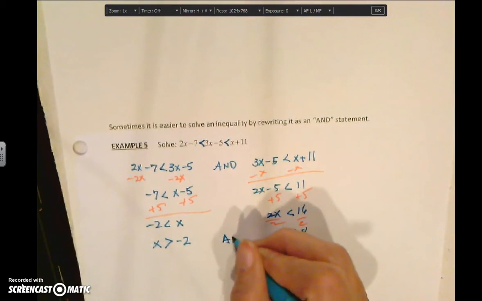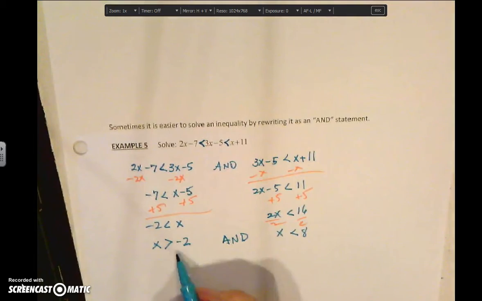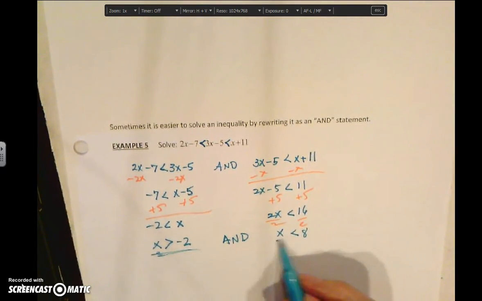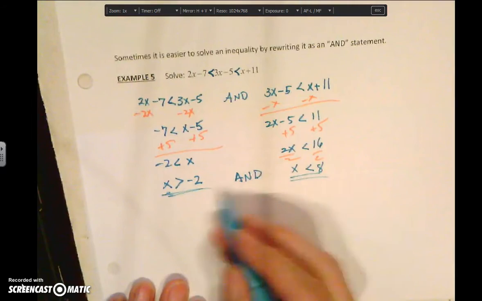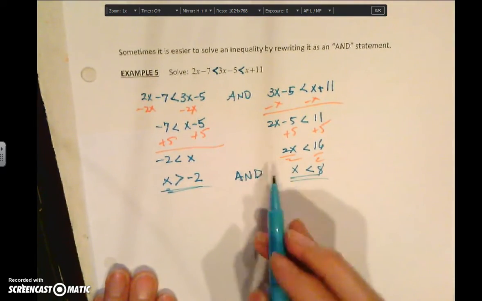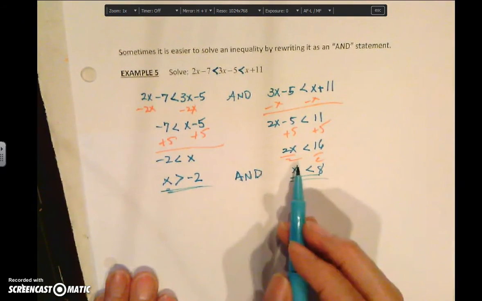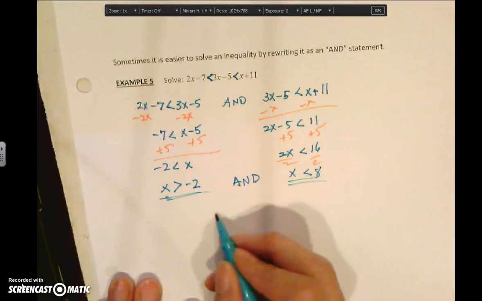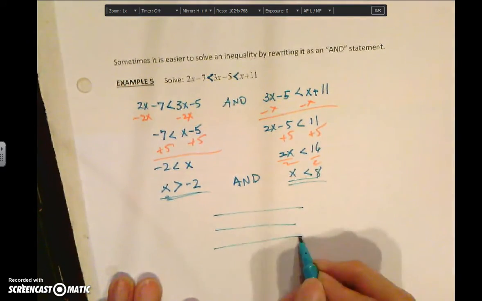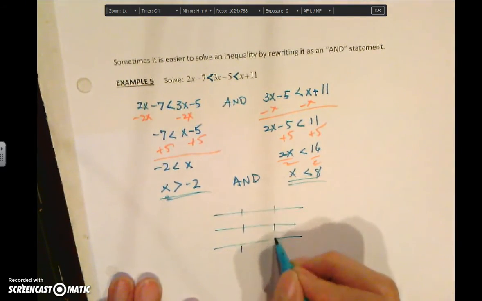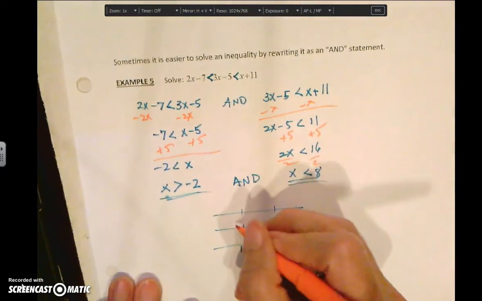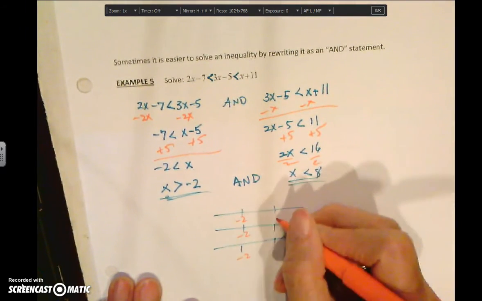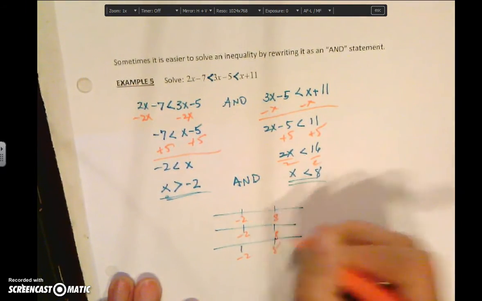And again, we've got this word "and" here. So we want to do this and that. To do that, we can't put it back together because remember I said not all "and" statements are three-part inequalities. So what we're going to do is draw our three number lines, and on them we're going to put the -2 for the small number and the 8 for the larger number.